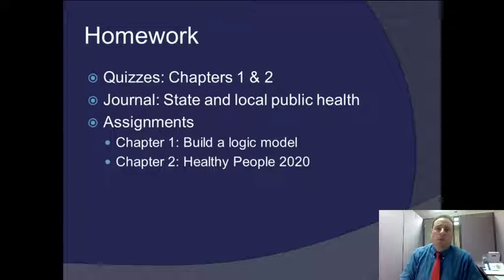So looking at the homework, there are quizzes over chapters 1 and 2, a journal article where you're going to write about 400 words over the state and Blackhawk County health departments, and assignments, chapter 1 where you build a logic model, and this one for chapter 2 where you select a couple of things that you're interested in from the Healthy People goals in the book, and also in the homework assignment there's a link to the website that'll probably make it a little easier.